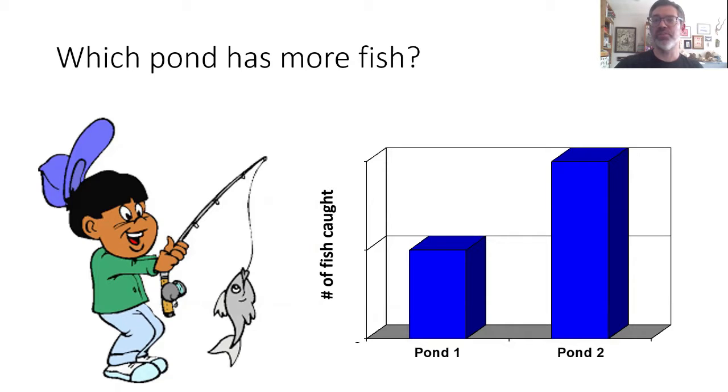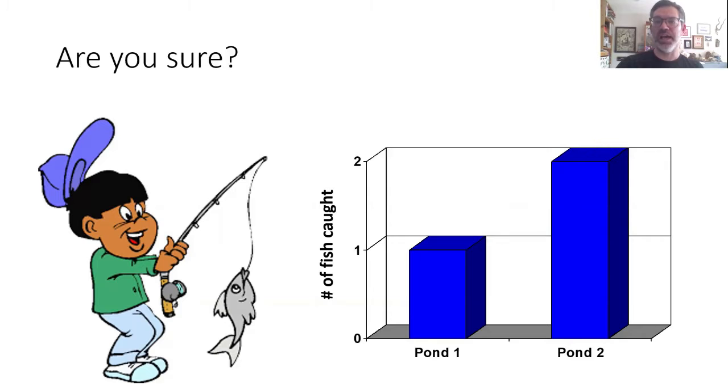For example, imagine your friend goes fishing at 2 ponds and graphs the results. They ask you which pond has more fish. You might think the obvious answer is pond 2, but the answer actually depends on some critical missing information. Let's add values to the y-axis. Your friend caught 1 fish at pond 1 and 2 fish at pond 2.